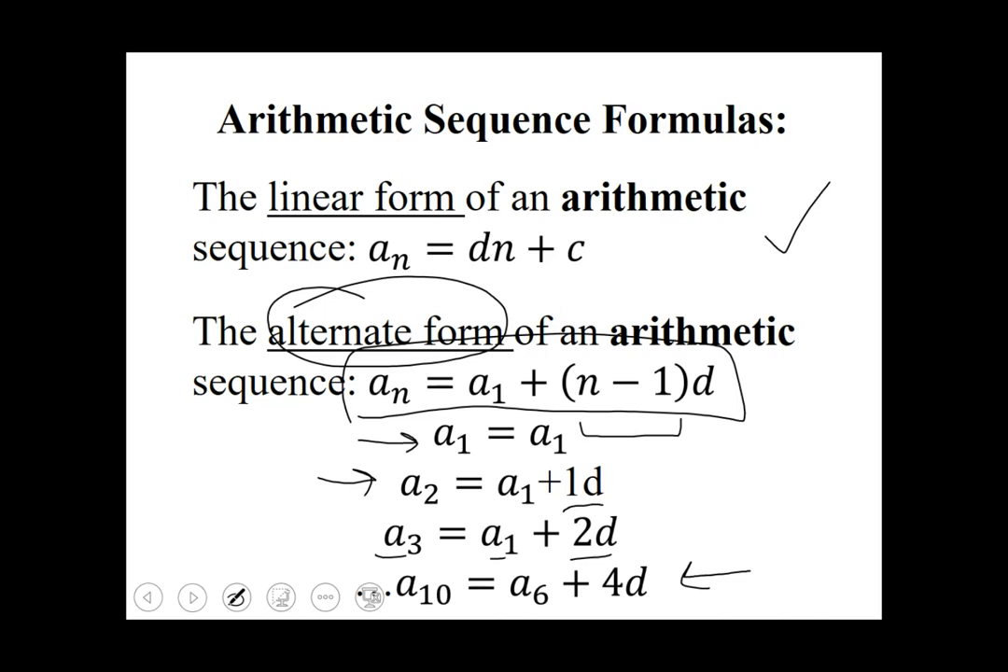They both have pros and cons. So there are some problems I'm going to do with the first form. There are some problems I'm going to do with the second form. And then there are some problems that I'm going to do both ways just to show you that they would be equivalent.